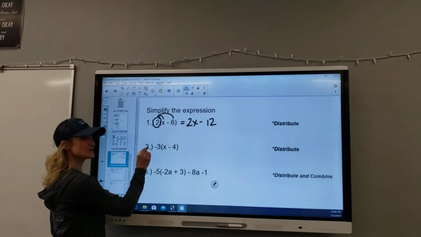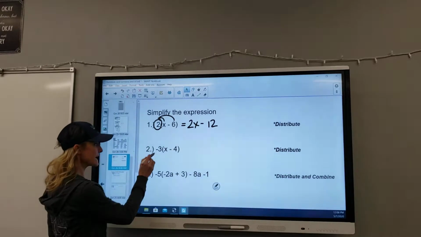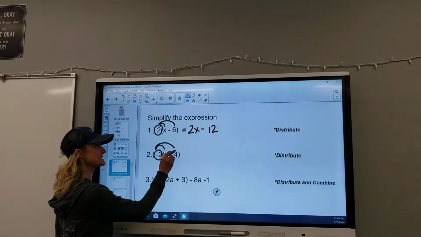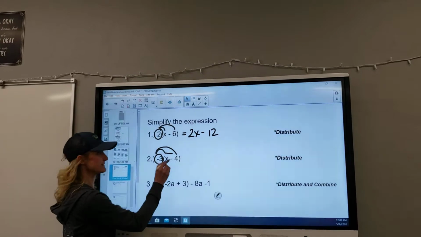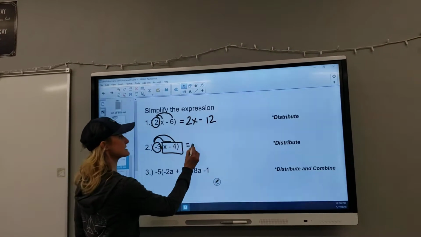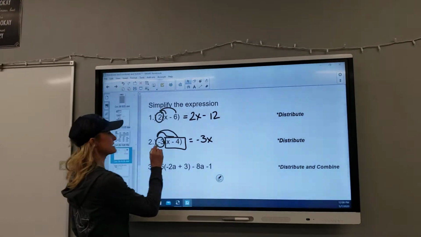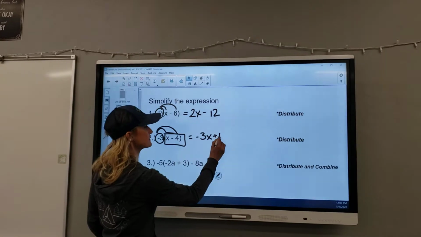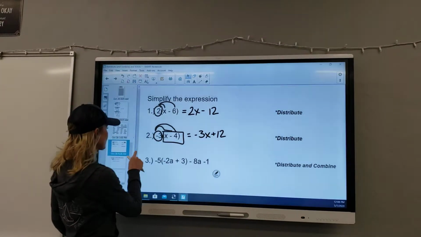Same thing goes here. This one just happens to have a little negative sign on it. The negative goes with it. So this -3, I think we call this Santa hat. Maybe we do a little hint. Okay, so this goes here. So -3 times x is -3x. -3 times -4. Okay, negative times a negative is a positive. And we've got that one.